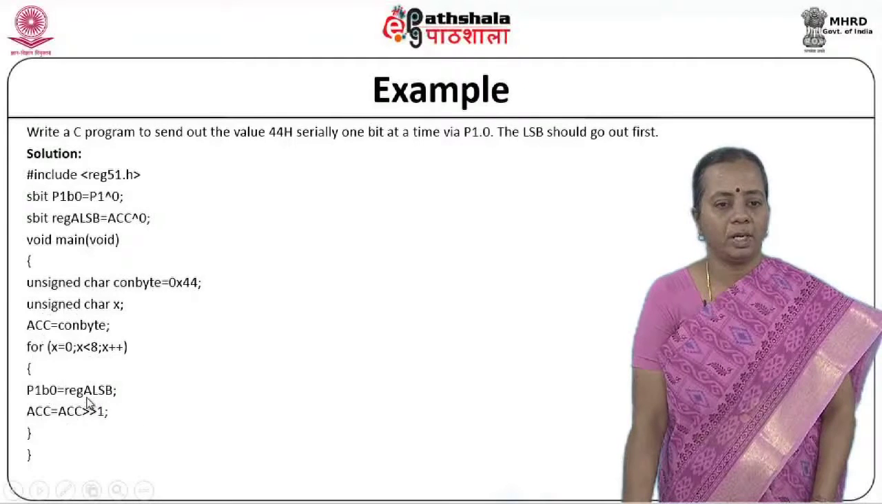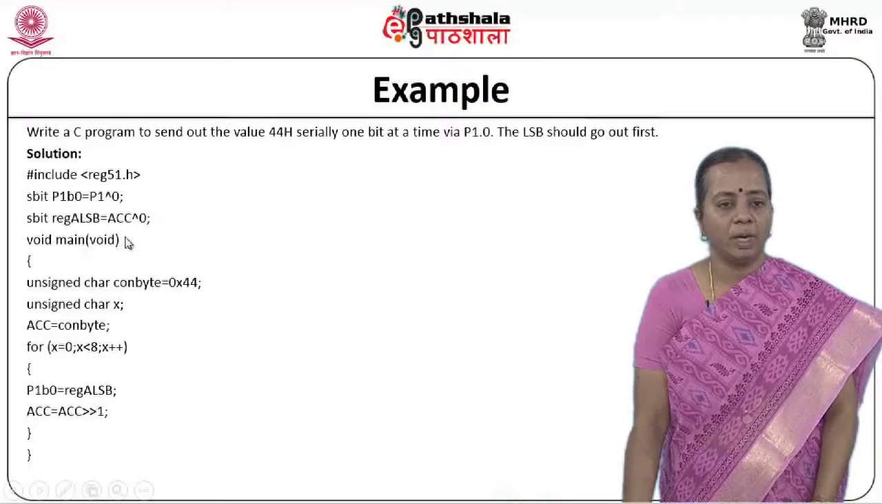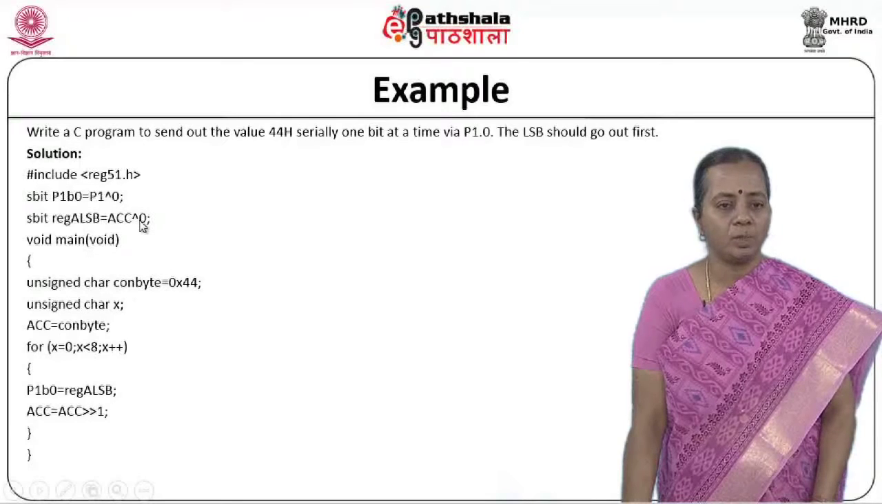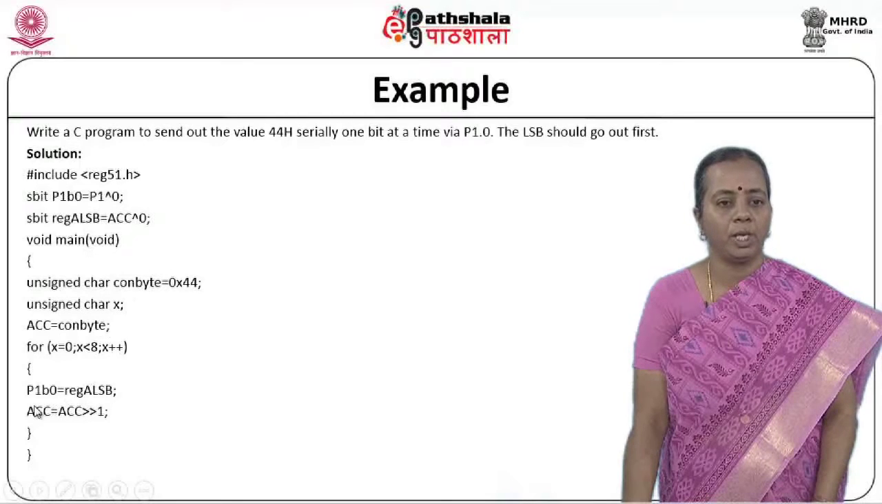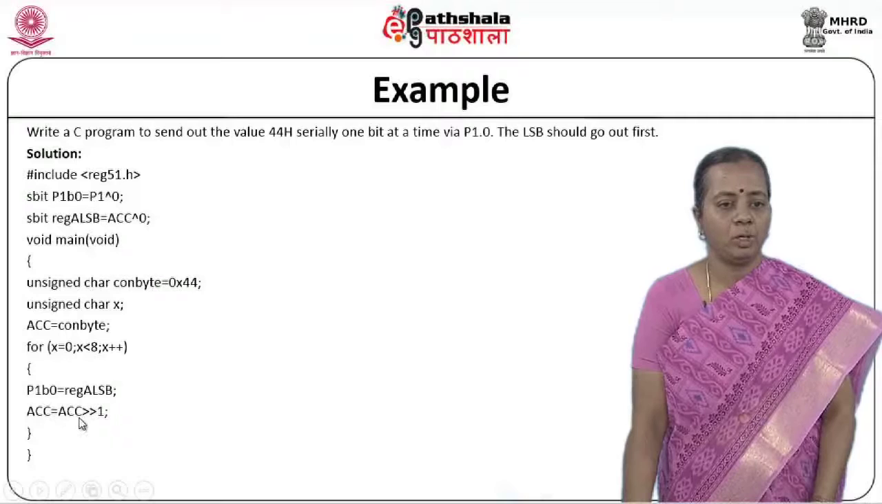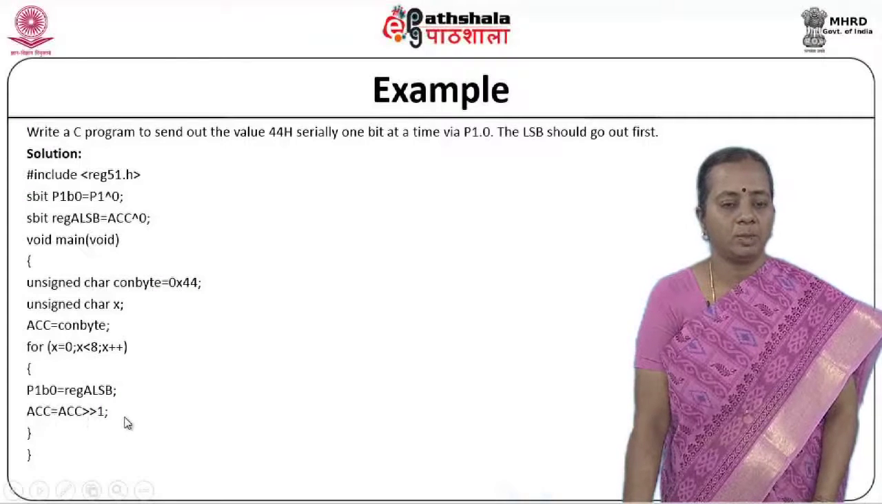First the register REG_A_LSB, which is nothing but ACC.0. So for your 44, the last bit ACC.0, the last bit of your accumulator, is moved to P1.0. So the LSB bit first has come over here. After that, ACC is equal to ACC right shifted by 1. That means it has been shifted right by 1 position, so that the second bit comes to my LSB position.